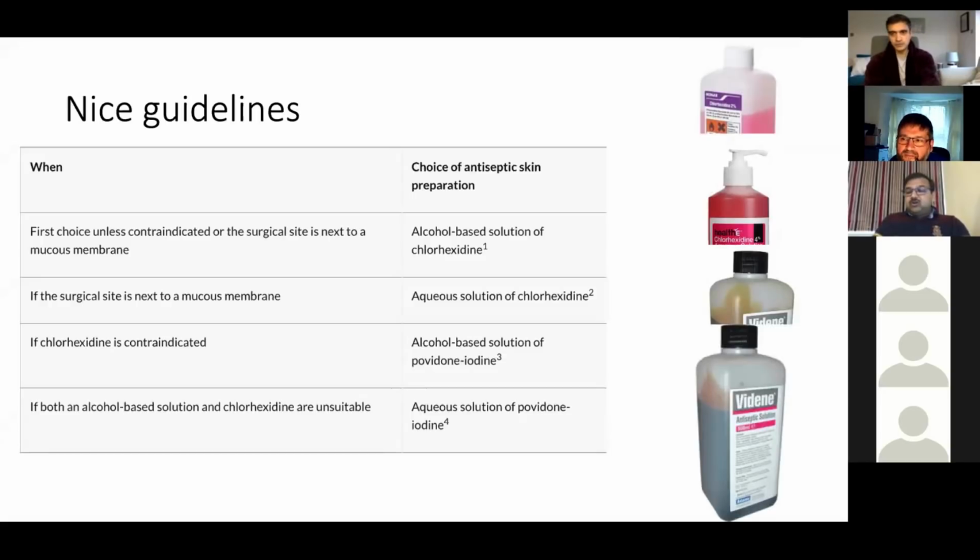Basically, you have two choices, iodine or chlorhexidine. You have two choices, alcohol and aqueous. If mucous membrane, no alcohol. If open wounds, no alcohol, only aqueous solutions. First choice, alcohol-based chlorhexidine. Sticking to this simple principle should answer the question.